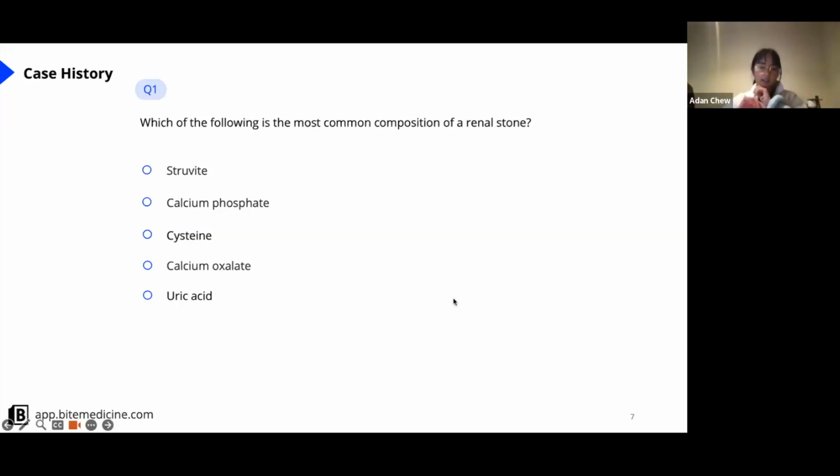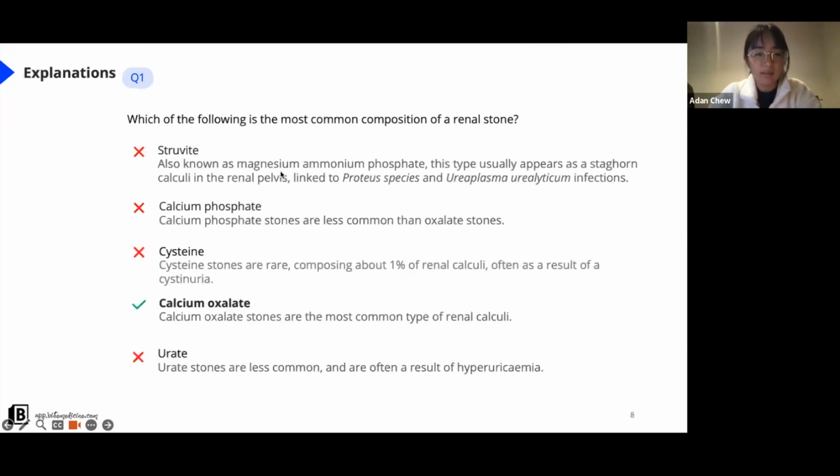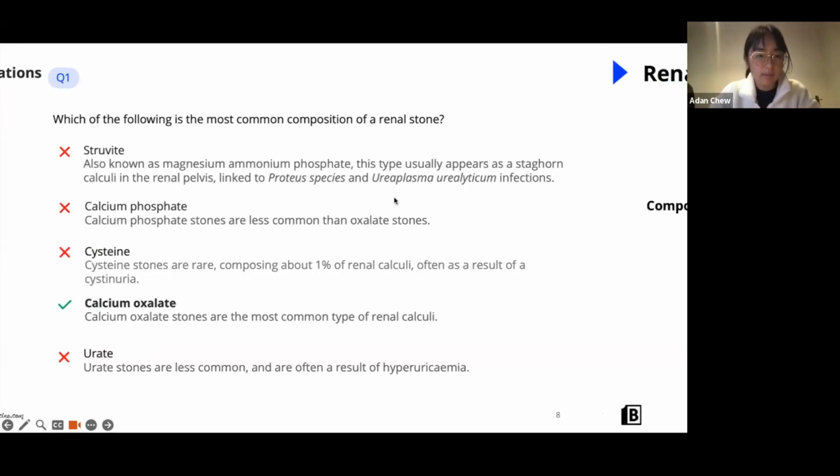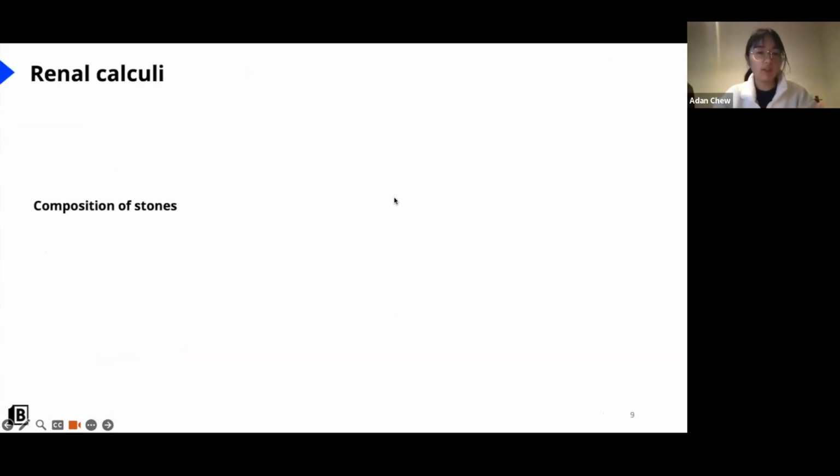Okay, I think there's quite a divide of answers, but I think most of you got it correct. The correct answer is calcium oxalate. That's the most common type of renal stone. Other types of renal stone exist, and we'll talk about it on the next slide. Well done to those of you who got it correct.